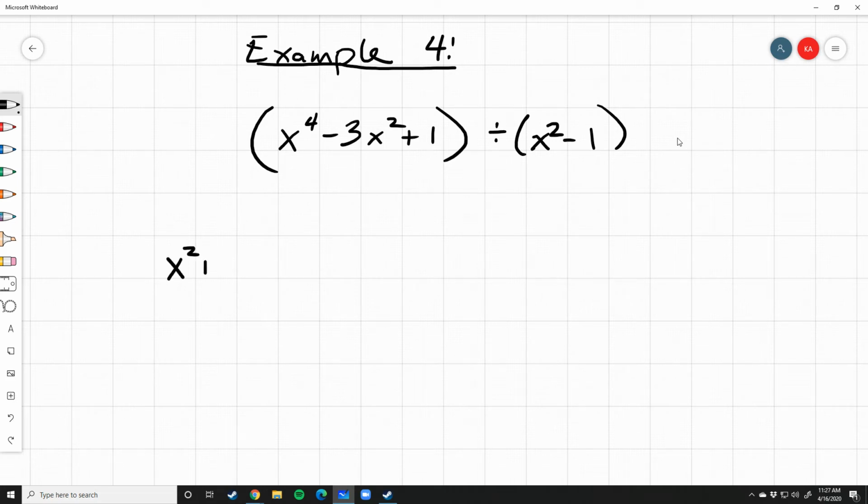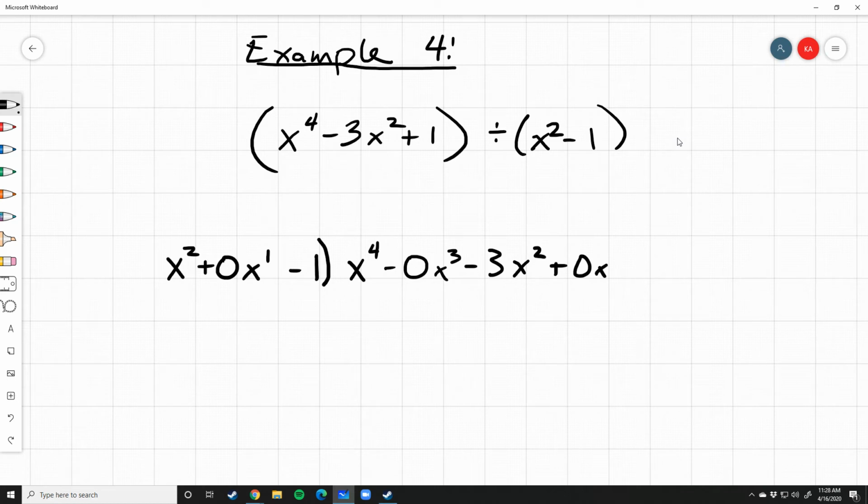So this nice descending powers is necessary regardless of if we're missing something in the divisor or in the dividend. And you'll notice the dividend is also missing two terms. It's missing an x cubed and it's missing an x term. So we're going to have to add both of those in as well. So we'll have x to the fourth minus 0x cubed minus 3x squared plus x, plus 0x, and then plus 1.